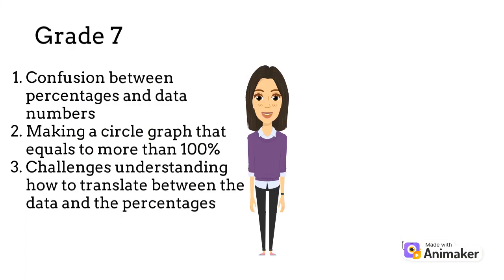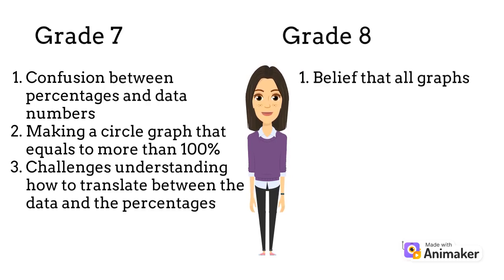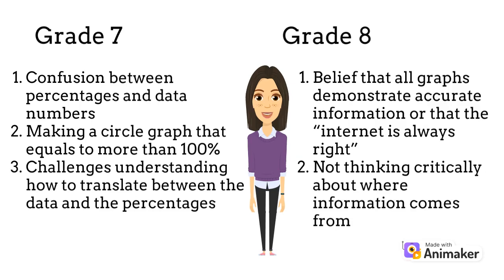In grade 7, students begin working with circle graphs. Some of the common misconceptions include confusing the percentages for the numbers in the data, making a circle graph that equals more than 100%, and understanding how to translate between the data and the percentages. In grade 8, where the focus is on analyzing graphing data, students need to remember that the internet is not always right, and that the data is not always accurate or can be skewed.